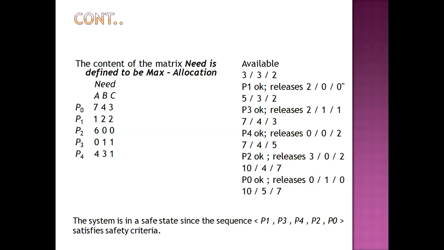After all the processes release their resources, there is a sequence of execution which shows that the system is in a safe state, and the execution order is P1, P3, P4, P2, and P0. So this is the full algorithm for the Banker's implementation.